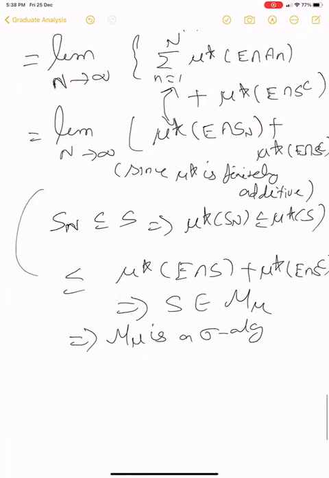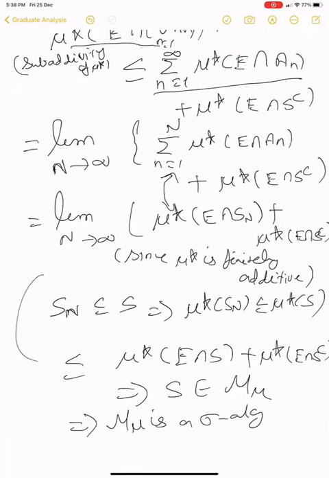Then I use the monotone property. It's just you take the limit outside and then see that it's true. You can use the monotone property to prove this because we only want the inequality. We have proved subadditivity, so we only want the inequality.